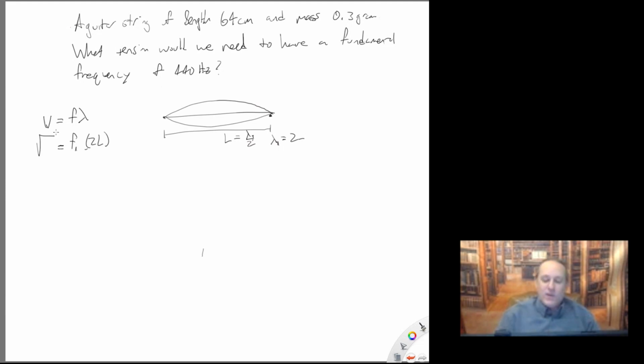And we know from before that the velocity is the square root of the tension over the linear mass density, mu. So if we want to solve for the frequency, we can square both sides. Get tension over mu equals frequency squared times 4L squared. And to solve for tension, we multiply by mu on both sides.